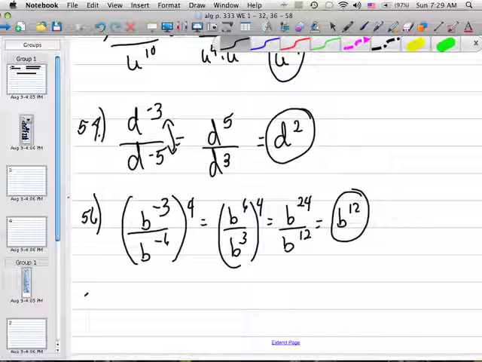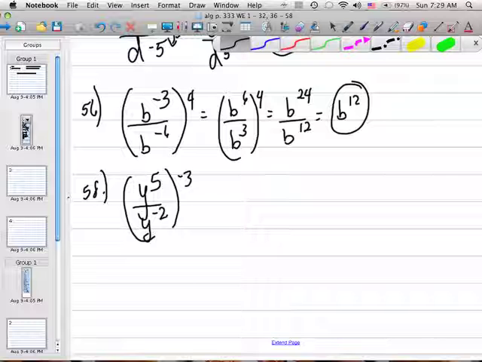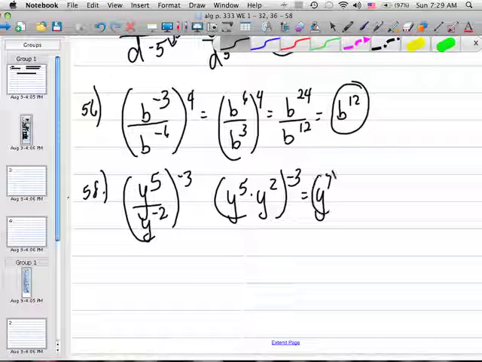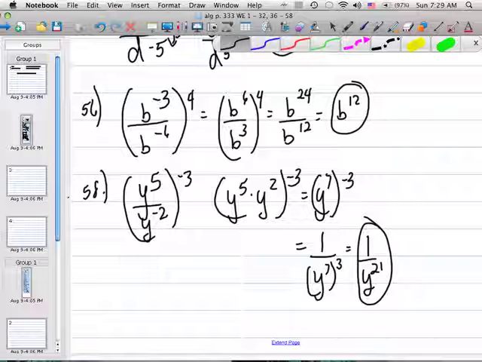And 58, y to the 5th over y to the negative 2 taken to the negative 3. I'm going to work inside first. So the y to the negative 2 is going to move up and become y squared. So that's going to be y to the 7th taken to the negative 3, which becomes 1 over y to the 7th to the 3rd power, which is 1 over y to the 21st. Again, there's a couple ways you could have done these, but the answer is 1 over y to the 21st power.